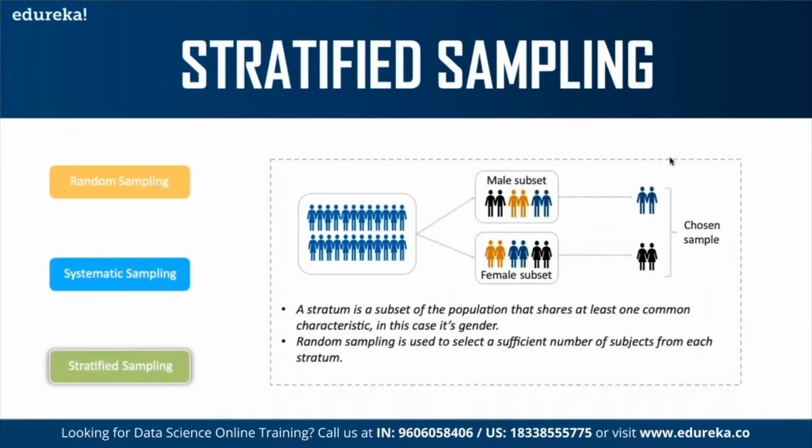And then we have stratified sampling. Stratified sampling originates from stratum. A stratum is a subset of the population that shares at least one common characteristic, and in this case, it is gender. For example, here we have a male subset and a female subset. Suppose we want to perform some analysis, then some random people will be brought from male and again the same from female, and then we perform the analysis on the further strata.